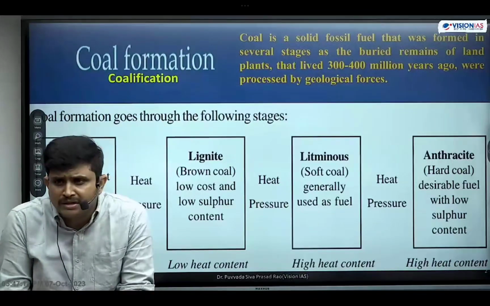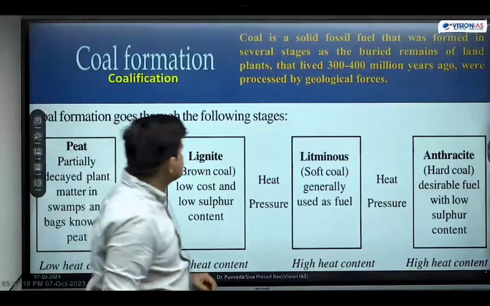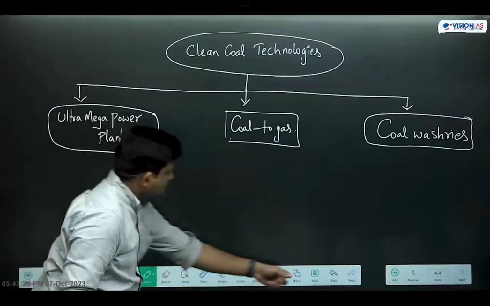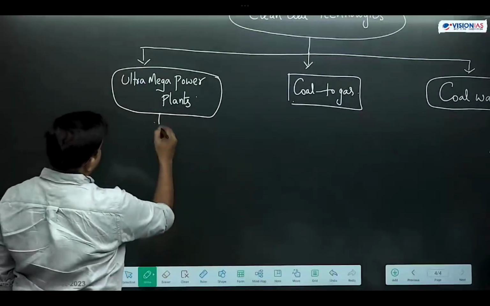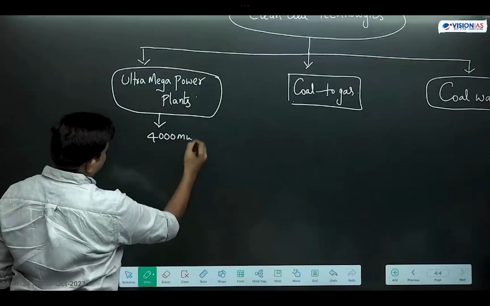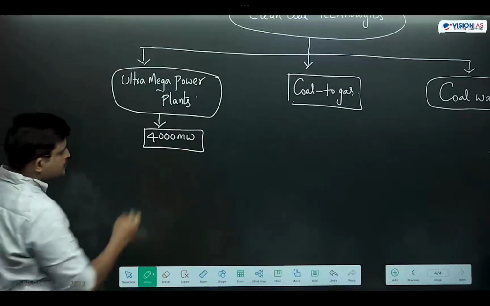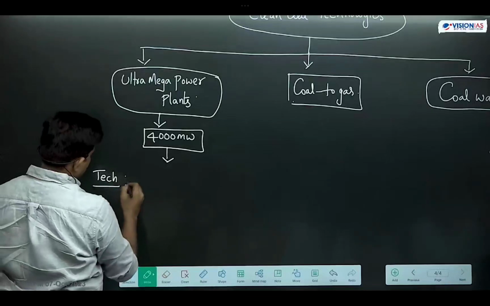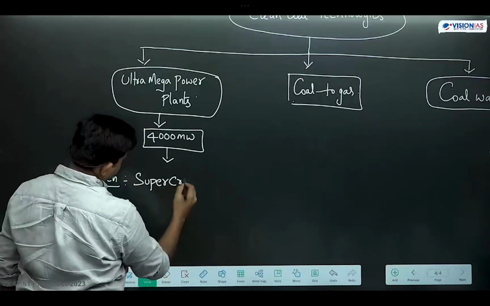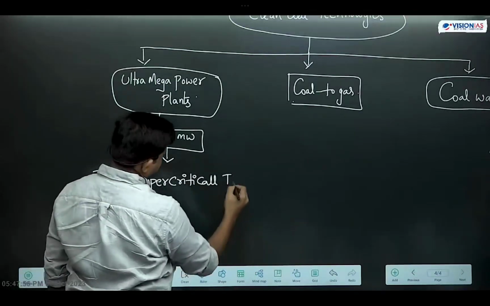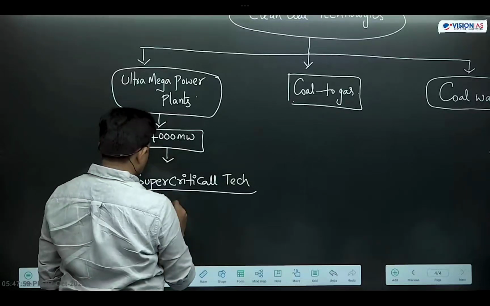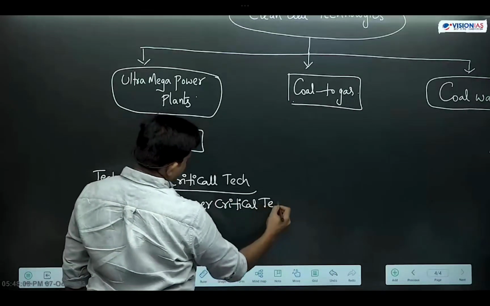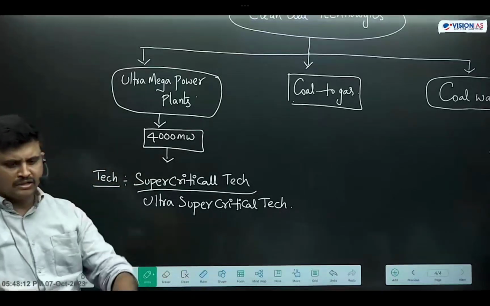Next one is ultra mega power plants. So what do these ultra mega power plants mean? These ultra mega power plants are 4,000 megawatt power plants, students. And in these 4,000 megawatt power plants, the technology that is used is supercritical technology, or ultra supercritical technology.